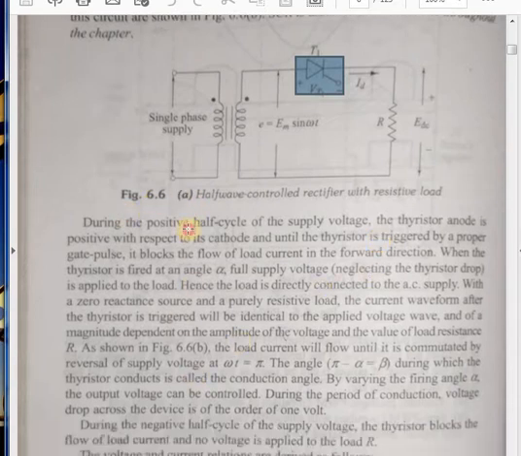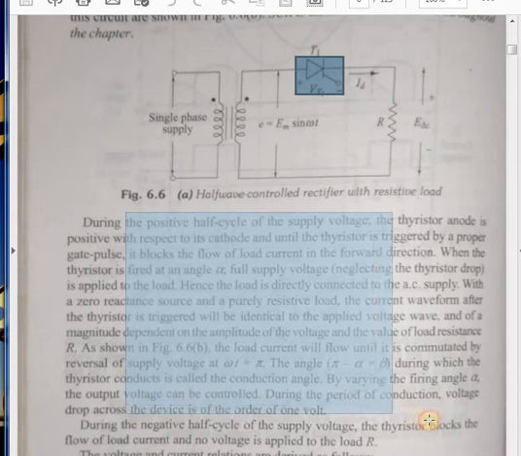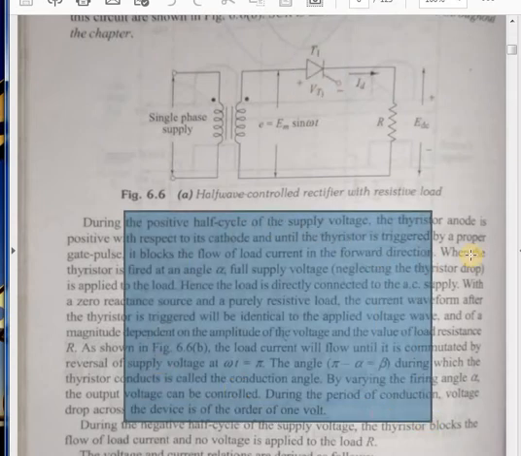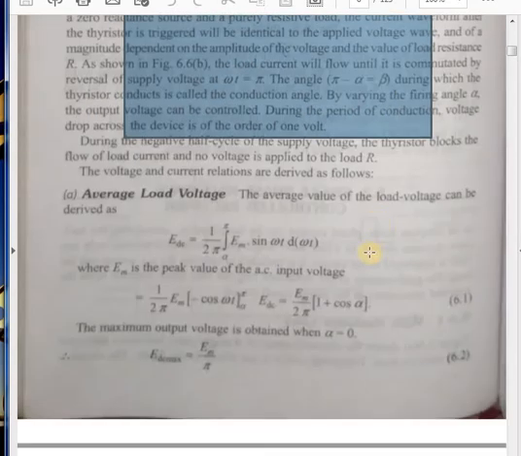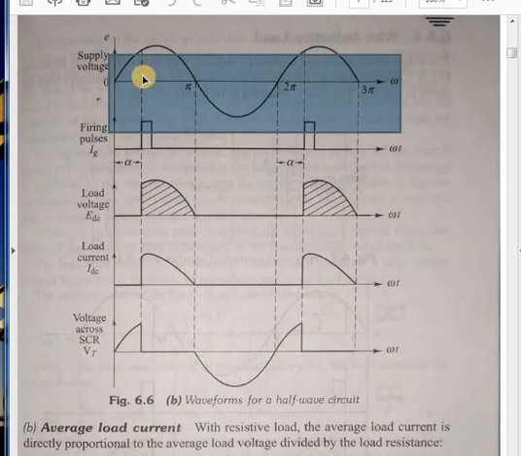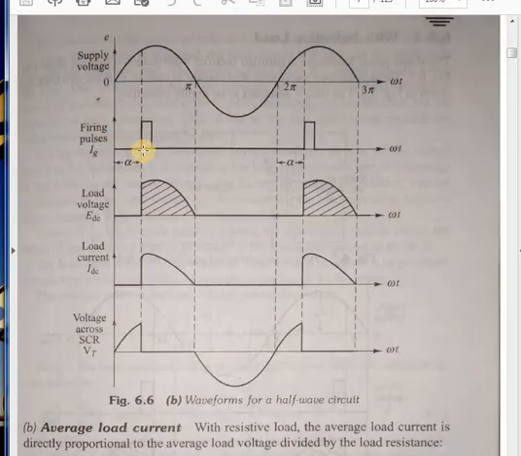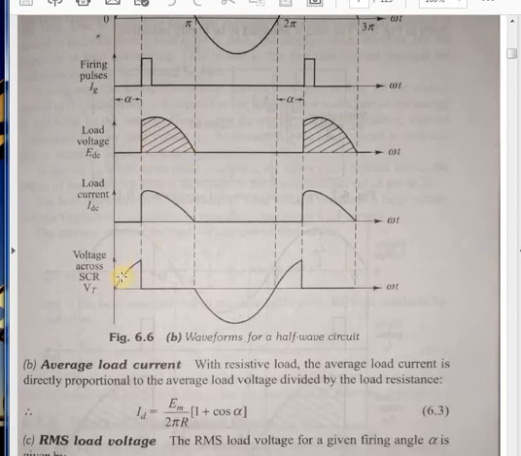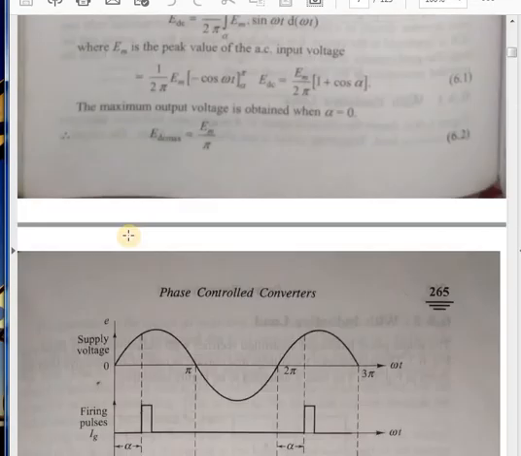So see here, during the positive half cycle, the supply voltage makes the thyristor anode positive with respect to the cathode, until the thyristor is triggered with a proper gate pulse, and it blocks the flow of the load current in the forward direction. If you see these waveforms, you will understand that for the positive half cycle, the firing pulse is given after the angle alpha, so it is conducting after angle alpha, and the load voltage appears across the load after 30 degrees or whatever angle they are considering. So average load current and average load voltage are to be calculated.